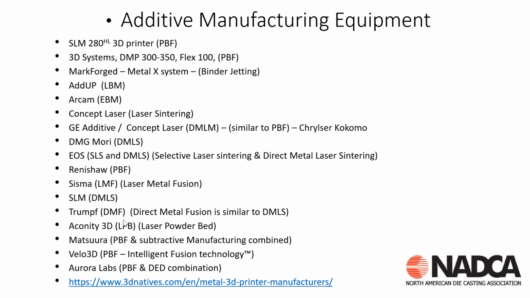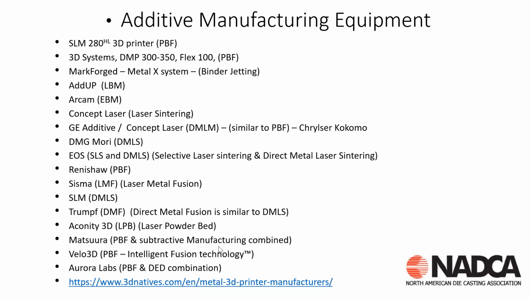Trump has a direct metal fusion. Once again, very similar to direct metal laser sintering, similar to powder bed fusion. Aconity 3D has a laser powder bed. Matsuura has a powder bed fusion and subtractive manufacturing in the same machine.